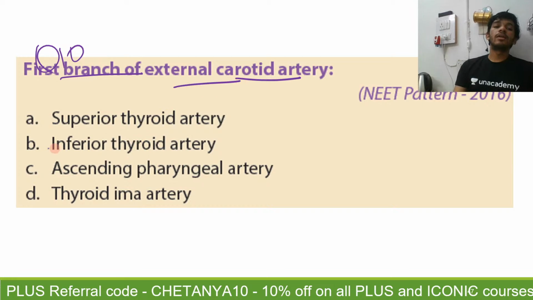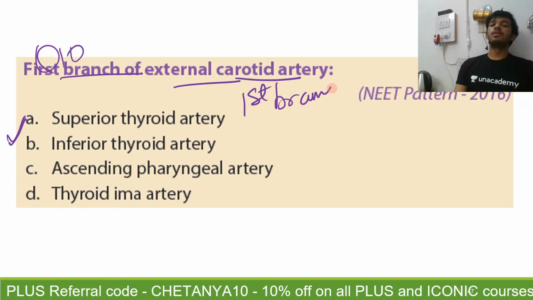First branch of the external carotid artery is the superior thyroid artery. Absolutely true. This is the first branch of the external. There's an anterior branch also.